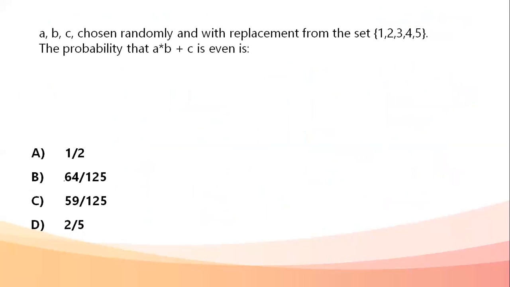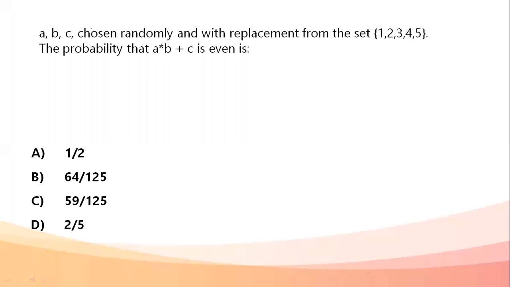Next question. A, B, and C are chosen randomly and with replacement from the set 1, 2, 3, 4, 5. The probability that A into B plus C is even is. For a matter of fact, we always need to remember that A into B plus C more or less comes out to be even. But what is the probability that out of a given set it comes out to be even? That is what we have to find out.